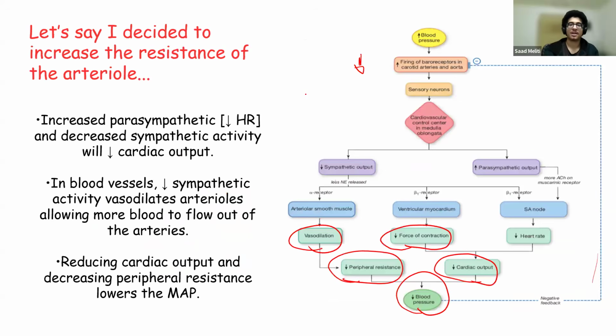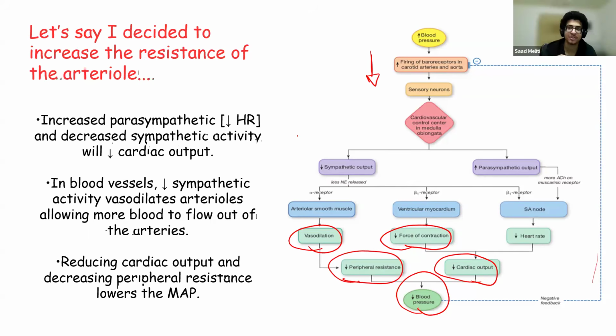Remember this graph? Now, this graph is showing you what happens when the mean arterial pressure increases, okay? But in the case of this question, the pressure actually decreased. So the body wants to increase the pressure. So what's it going to do? Instead of decreasing the sympathetic output, it's going to increase the sympathetic output to cause vasoconstriction and to increase the force of the heart.